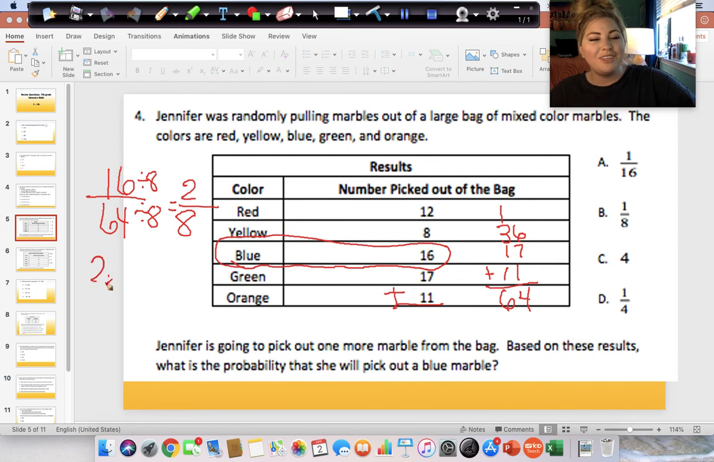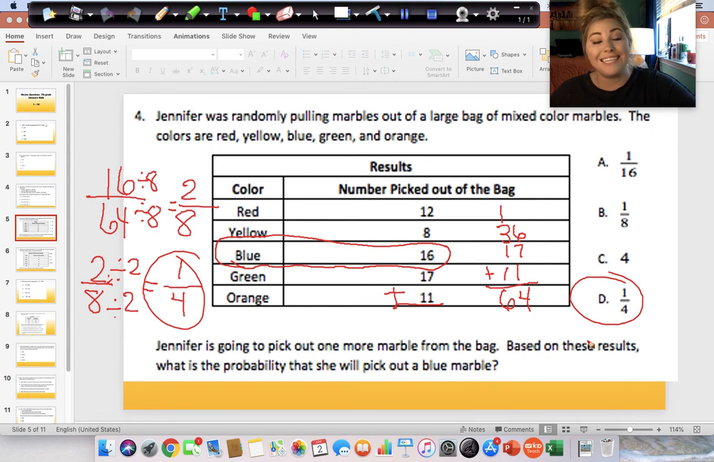So now we have 2 eighths, and we're still not done because they are both even numbers. So we know that we can divide them both by 2 again. So 2 divided by 2 gives us 1, and 8 divided by 2 gives us 4. Okay? So our answer then is 1/4, which is D.